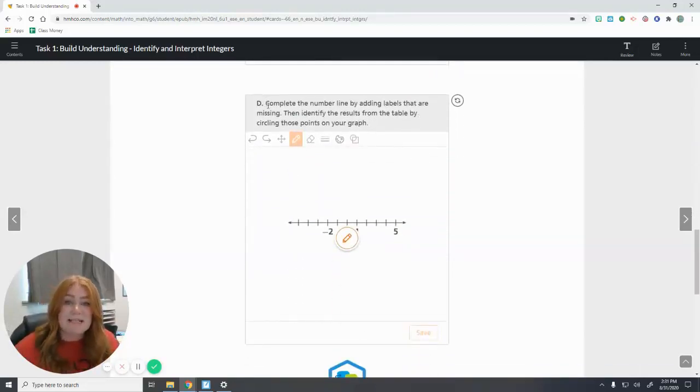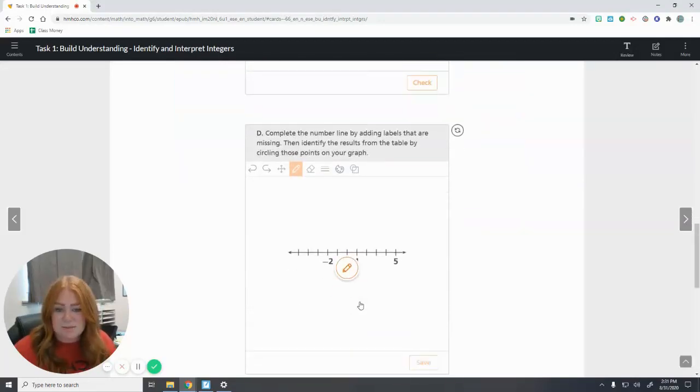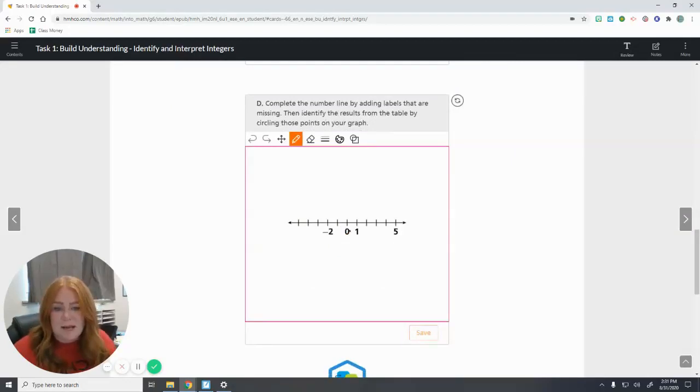And then D asks us to finish writing our labels in here that are missing, and then identify the results from the table and circle those. So our table up here, we're going to finish our chart and then add those there. So I can see here's 0, counting over 1, 2, 3, 4, and 5, and then going backwards, we've got -1, -2, -3. You can see on those negatives, we're always getting that negative sign, -4, -5.